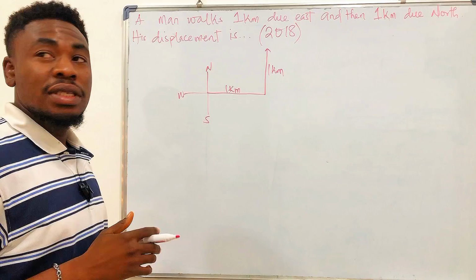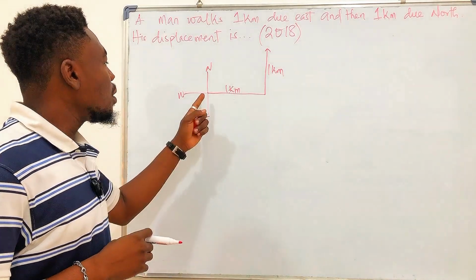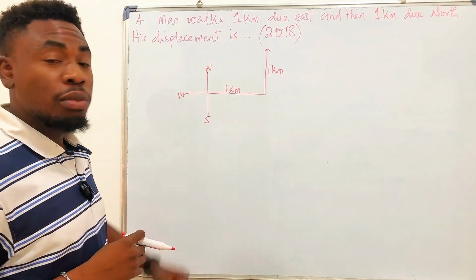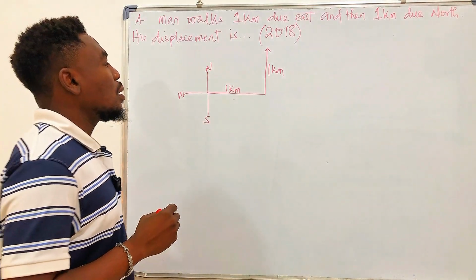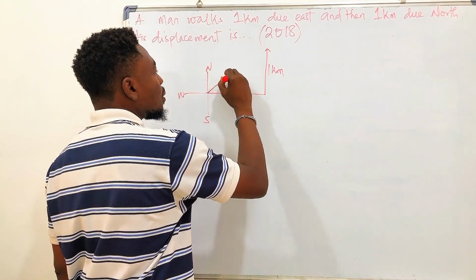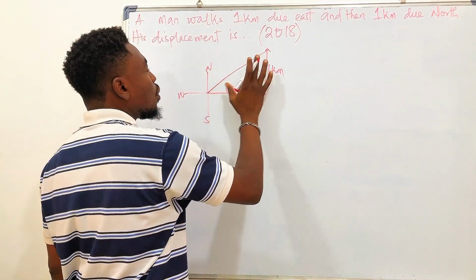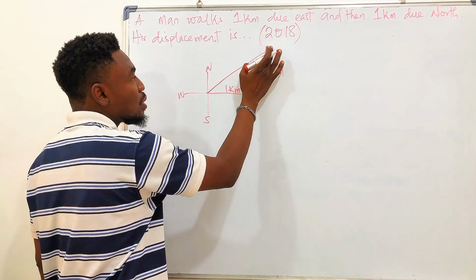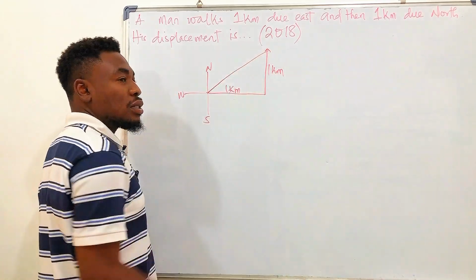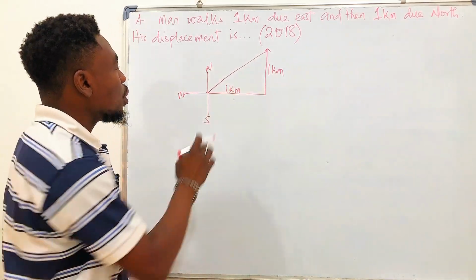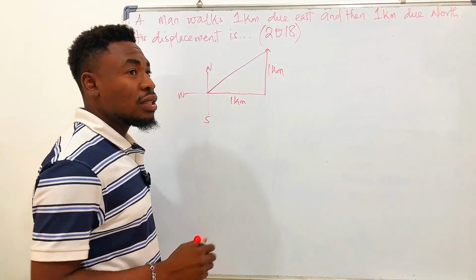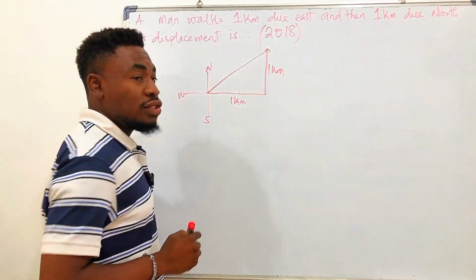Now, when they ask what is his displacement, they are trying to ask from his initial position, how far has he moved away from his initial position? That is his displacement. So the displacement will be this line because this is his initial position, this is his current position. So he has moved away from his initial position towards this line, right? So if we know that this place is 1 kilometer and this place is also 1 kilometer, how are we going to find his displacement?